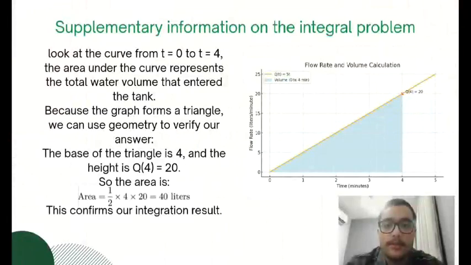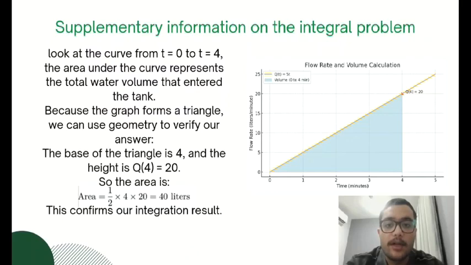Let's now visualize the problem we just solved. The flow rate is Q(t) equals 5t, which increases linearly over time. On the graph, time is the horizontal axis and flow rate is on the vertical axis. If we look at the curve from t equals 0 to t equals 4, the area under the curve represents the total water volume that entered the tank.